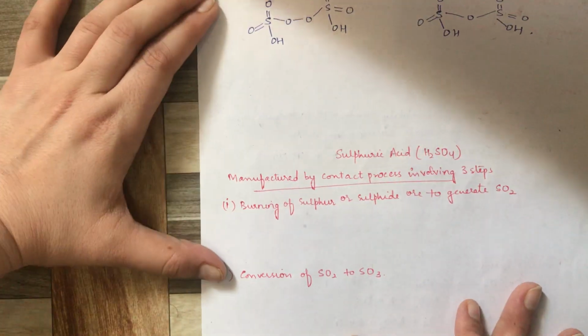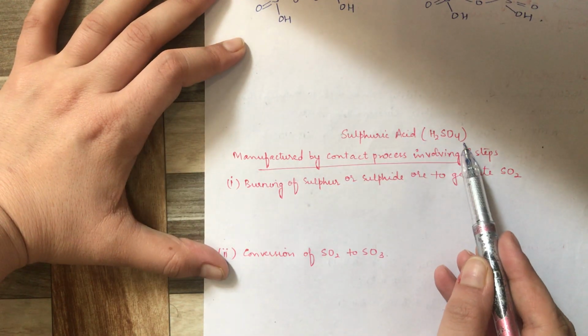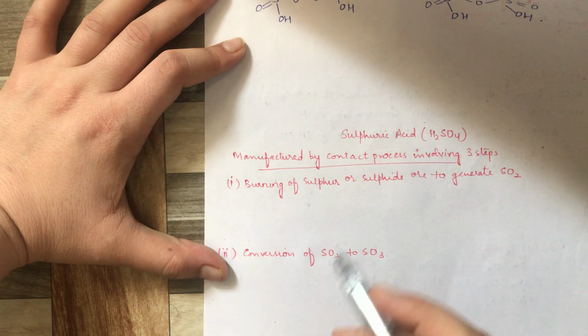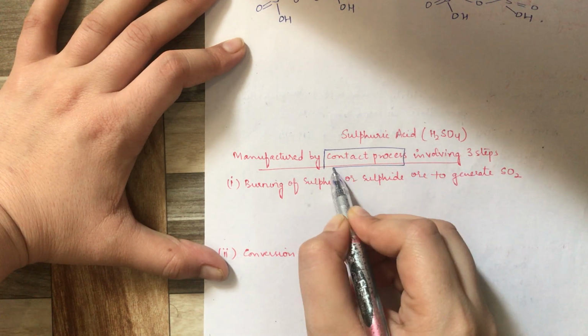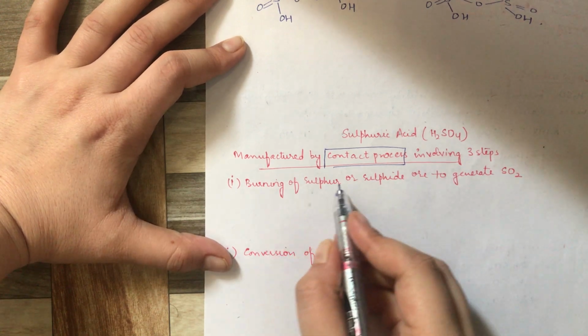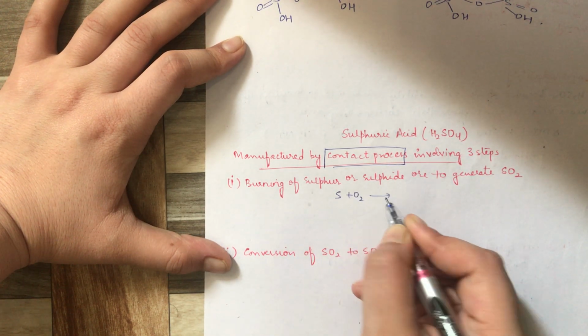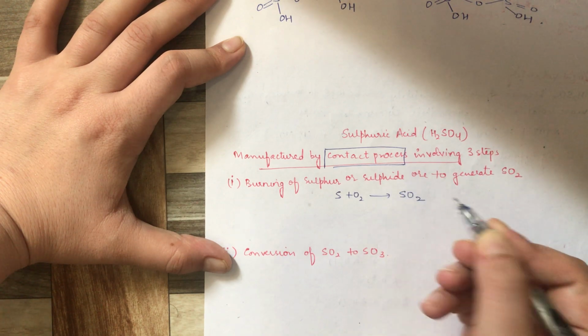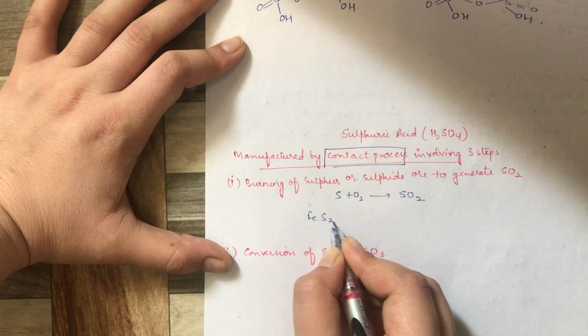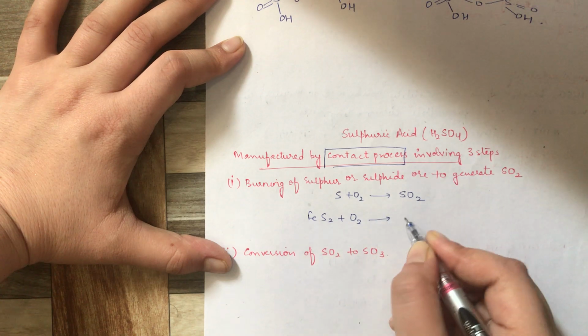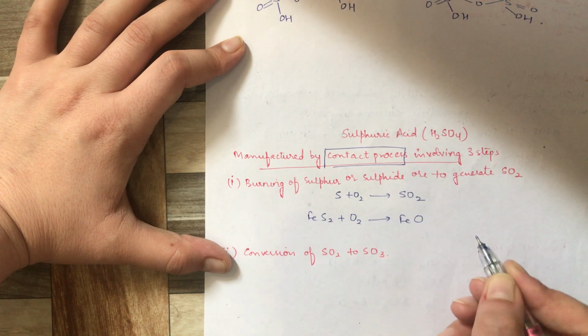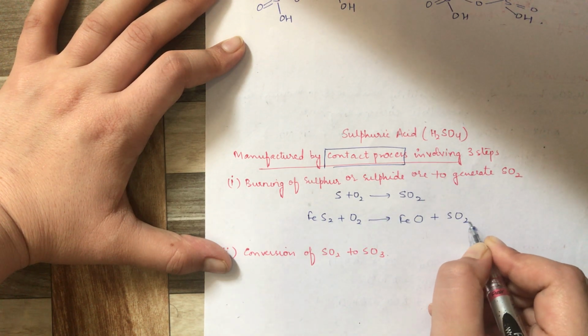Next, the last important topic is sulfuric acid, its manufacture. It is manufactured by the contact process, which involves 3 steps. First, burning of sulfur or sulfide ore. If you burn sulfur in oxygen, it gives sulfur dioxide, or if any sulfide ore burns in oxygen, it gives its respective oxide and sulfur dioxide.